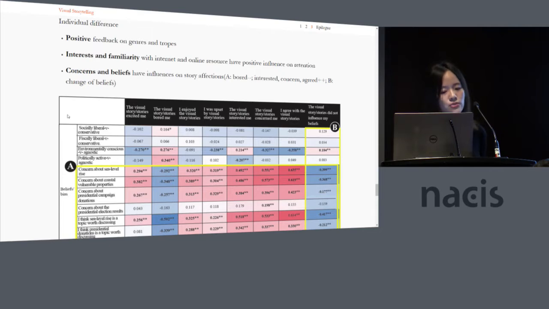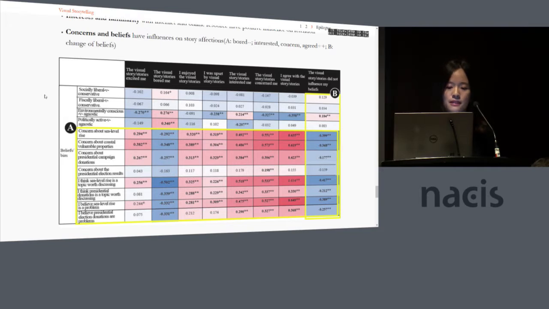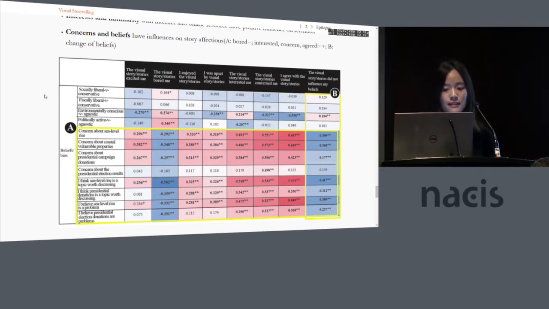The second one, interest and familiarity with the internet and online sources actually have a positive influence on retention, which means that if an audience is exposed to this new online source, he or she will be more likely to memorize the facts in the map-based visual stories. And the last one is an interesting finding about concerns and beliefs. Actually, personal concern and beliefs have influence on story affection.